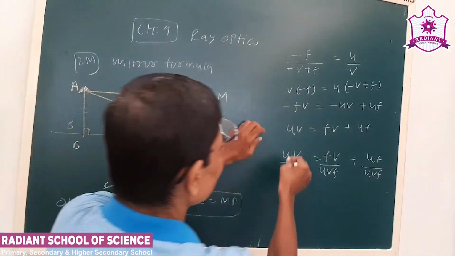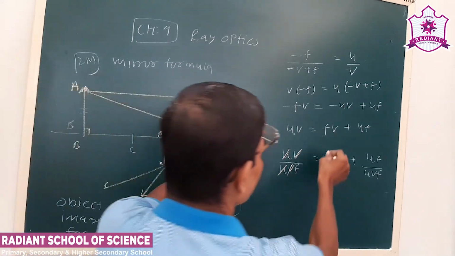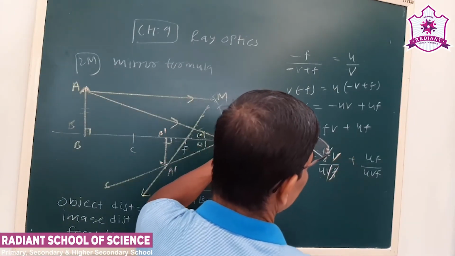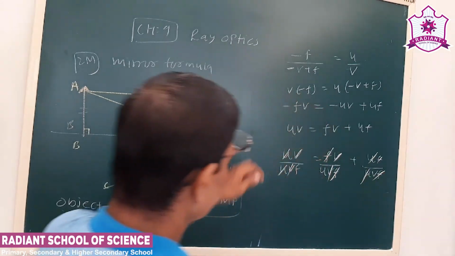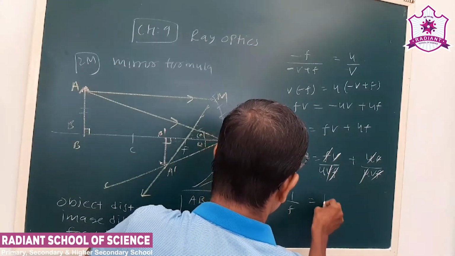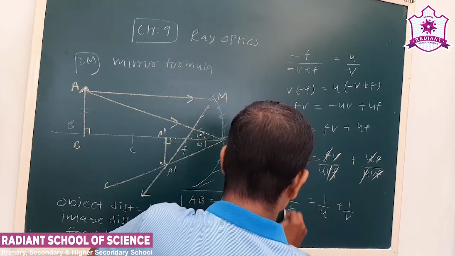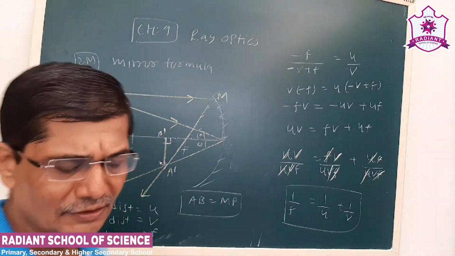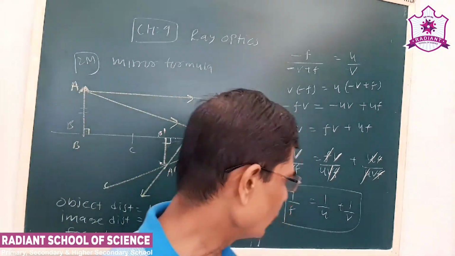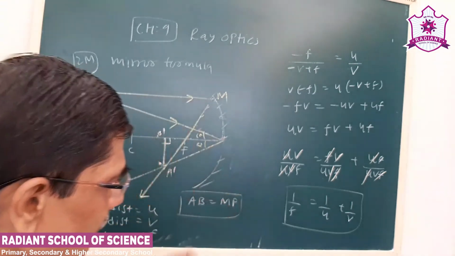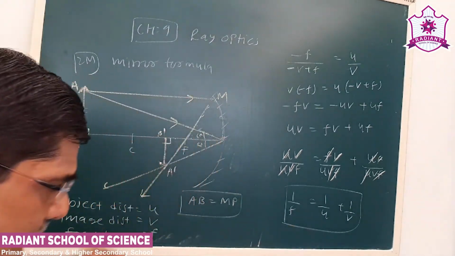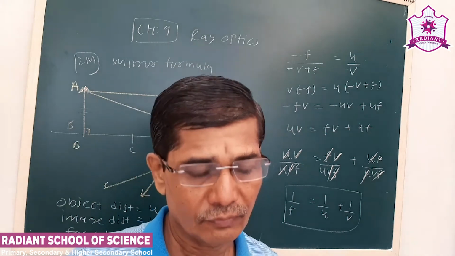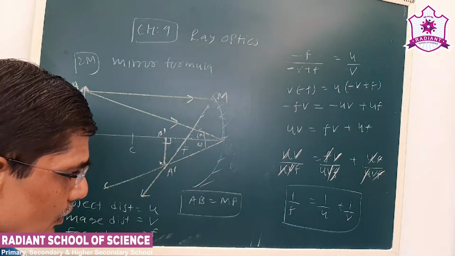Here U and V will get cancelled, here F and V will get cancelled, U and F get cancelled. So what is remaining? 1 upon F is 1 upon V plus 1 upon U. This is the mirror formula, or Gaussian formula for the mirror. This is very interesting. It gives the relation between focal length F, object distance U, and the image distance V of a concave mirror.